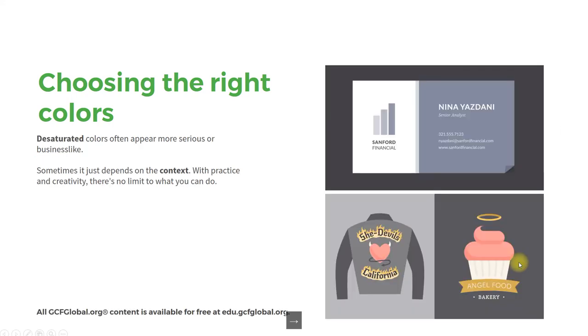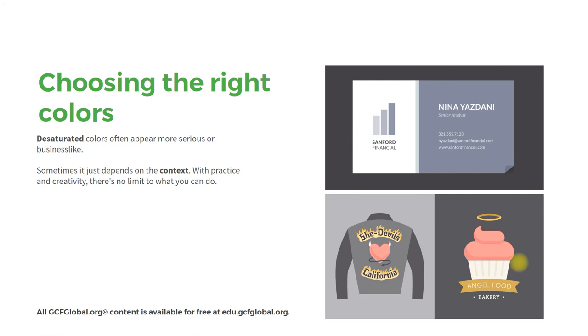So moving on, the saturated colors often appear more serious or business-like. Sometimes it just depends on the context. With practice and creativity, there is no limit to what you can do. So the saturated colors appear more serious, official, and business-like. Do you understand? So it means you portray that you mean business and you want to be taken seriously.